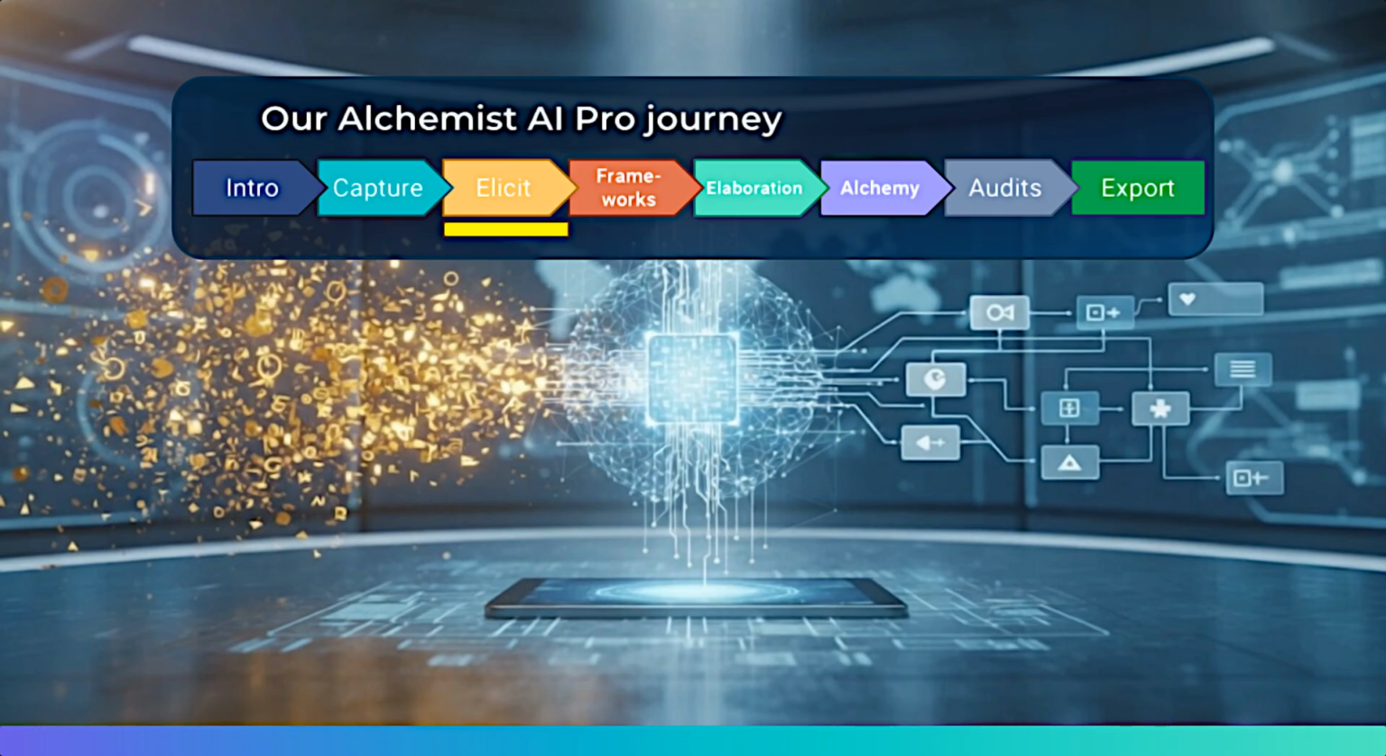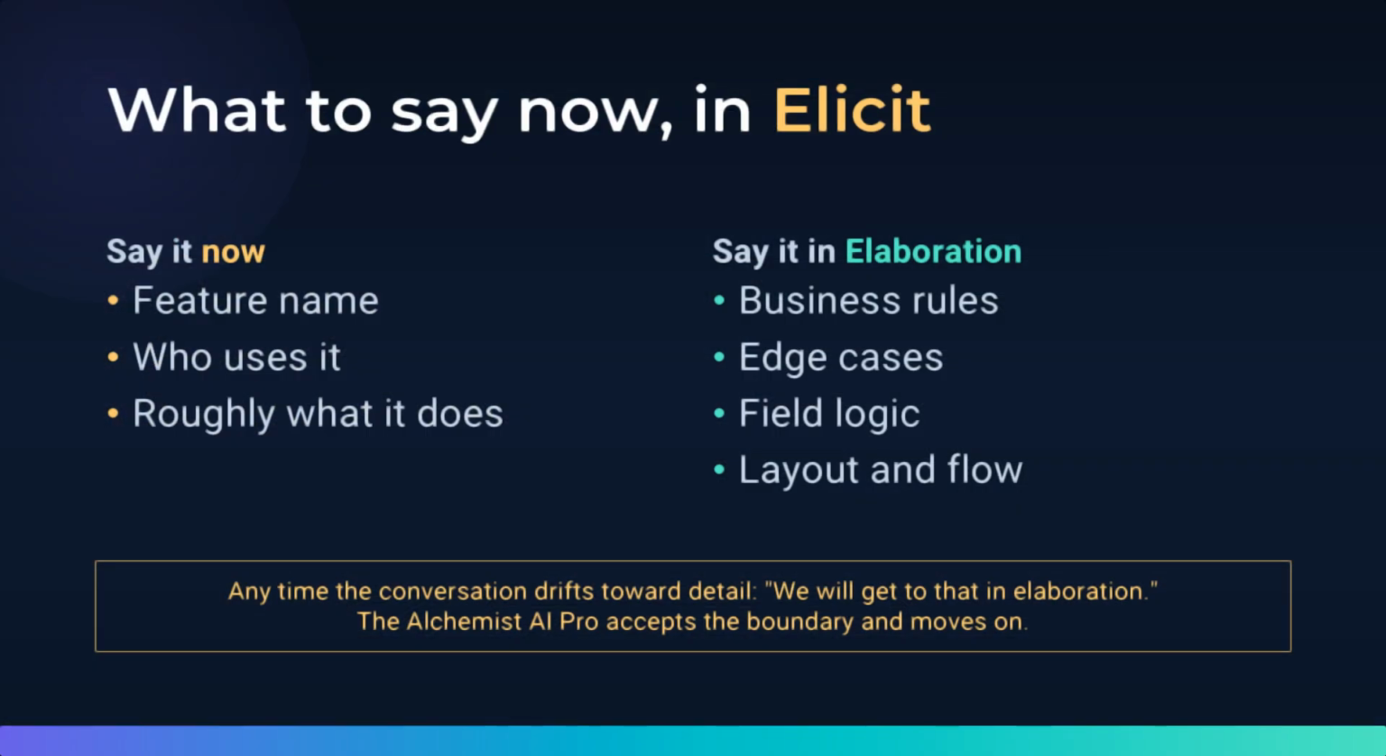Remember to stay at the right altitude the whole way through. Feature name, who it serves, roughly what it does. Anytime that Alchemist AI Pro's chat or live avatar pulls towards detail, towards rules and edge cases, or how things work under the hood, the right answer is simple. We will get to that in elaboration. Say it plainly. The Alchemist AI Pro accepts the boundary, marks the feature, then we'll move on. What belongs here is on the left column. The right has its own stage later in elaboration.